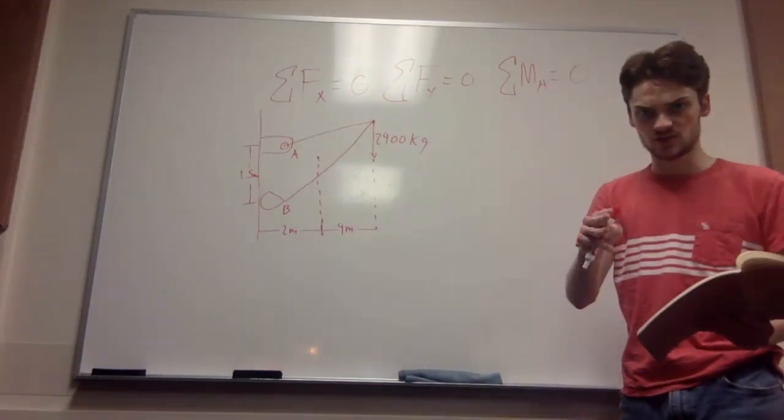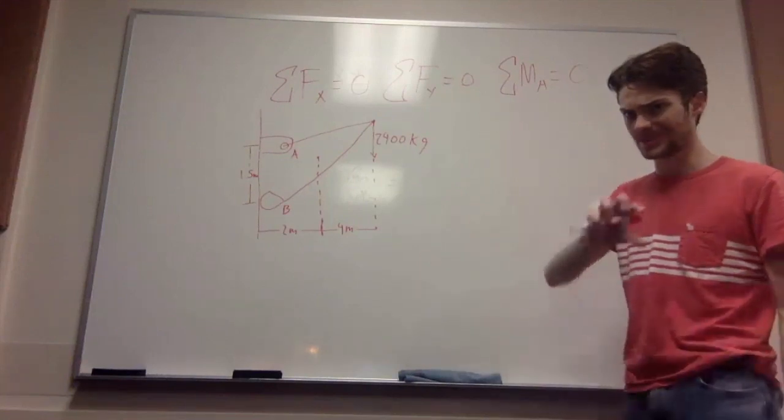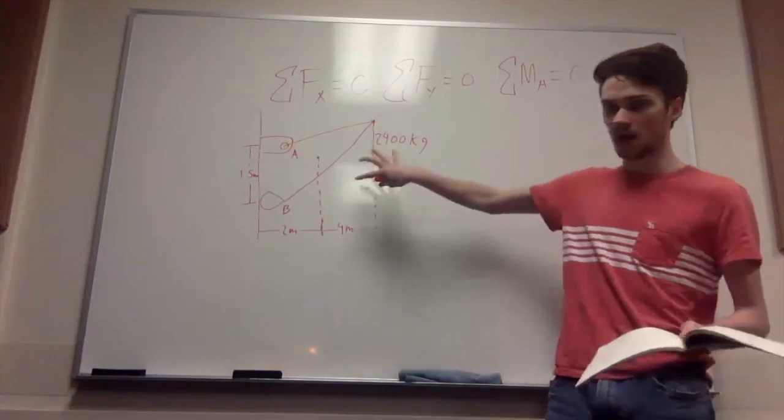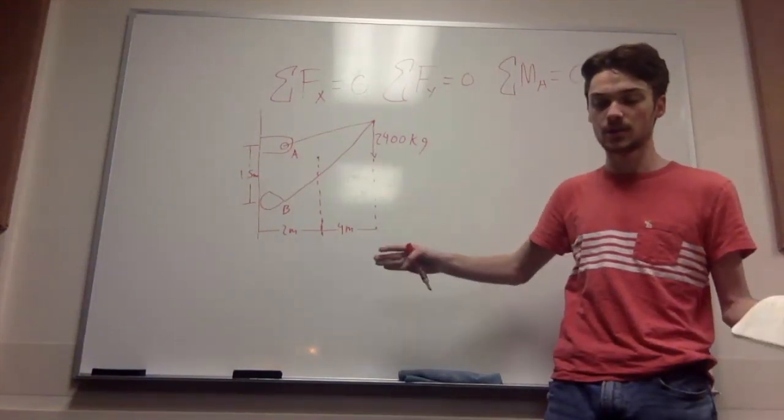Okay, so the first thing we need to do is redraw this thing. We are going to draw it independent of any support, background, anything. We just want the body. It's why we call it a free body diagram.